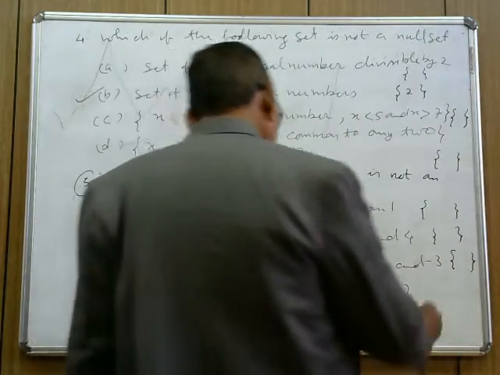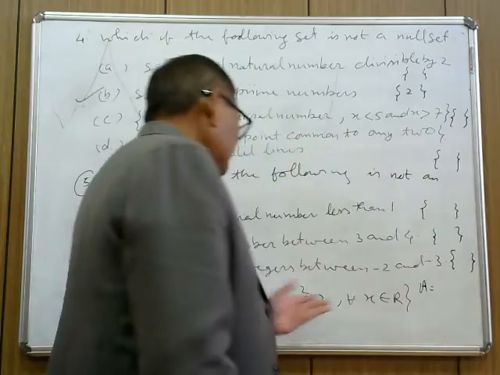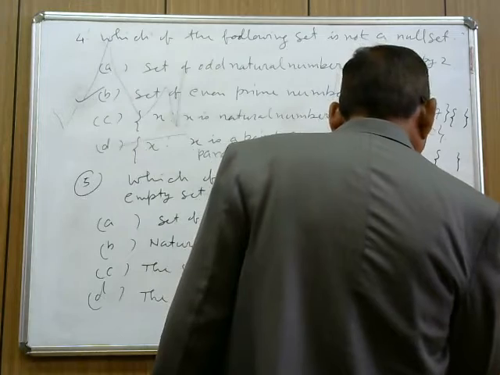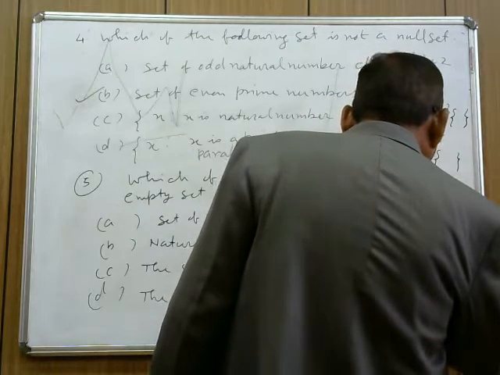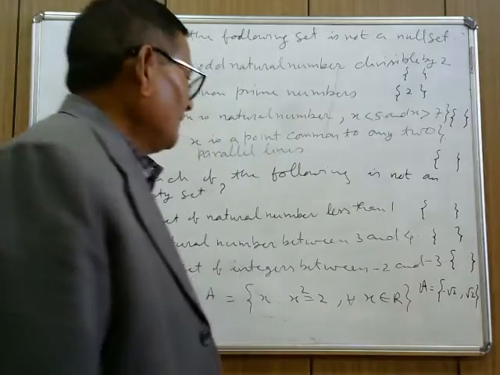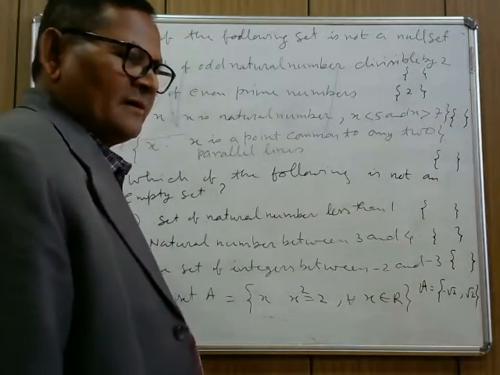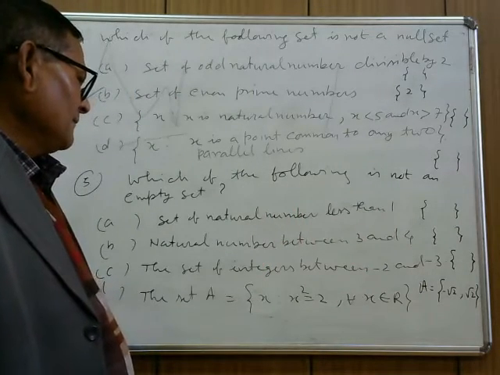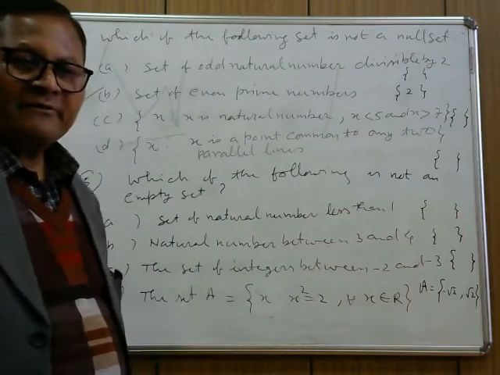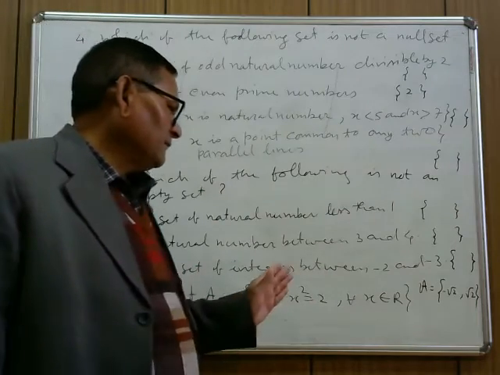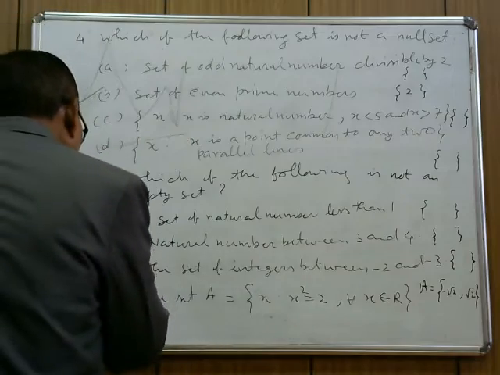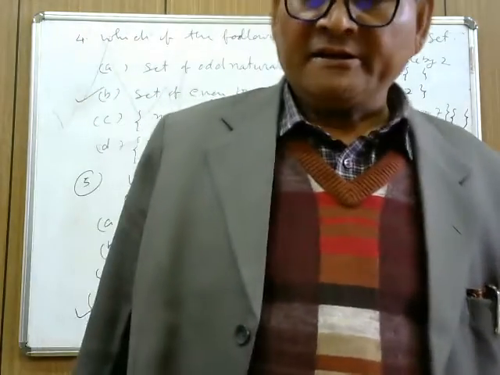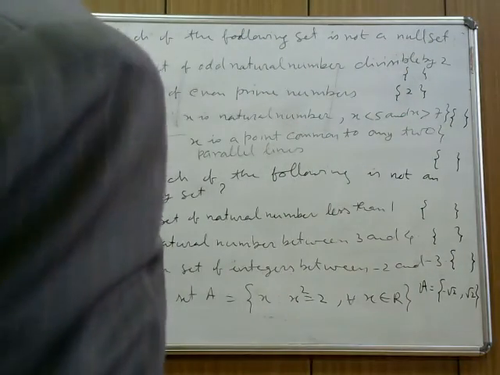Now the set A is defined as all x where x is a real number and its square is 2. So it has two elements: one is -√2 and another is √2. So A, B, C are examples of empty sets, and your D is not an example of an empty set. The correct answer is D, because in this part you have some elements in the set A. So this will not be an empty set.